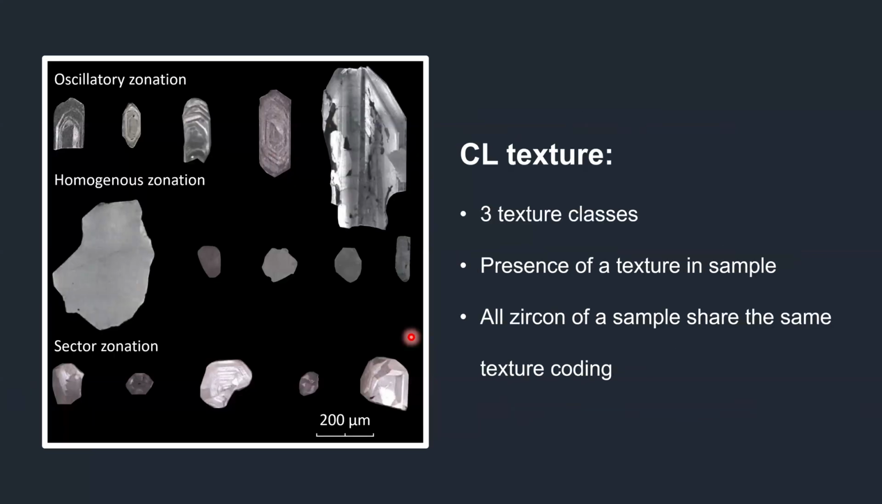CL texture. Now, cathodoluminescence texture has been around a while, and folks have used this to interpret aspects of origin and history, but it's interpreted visually. And in this case, what we've done is we've just coded for the presence or absence of these textures. We had limited texture, homogeneous, and so on, and this was coded at the sample level. So a sample can have multiple of the texture parameters available.